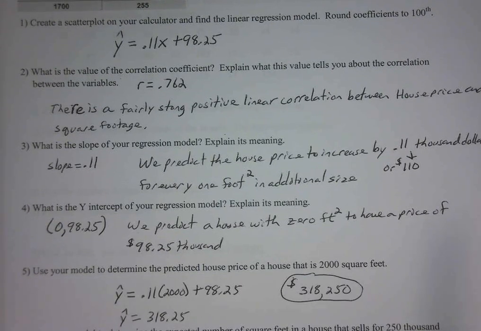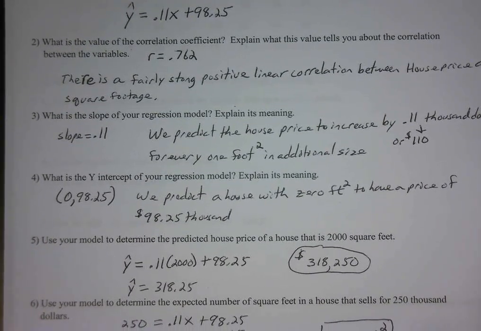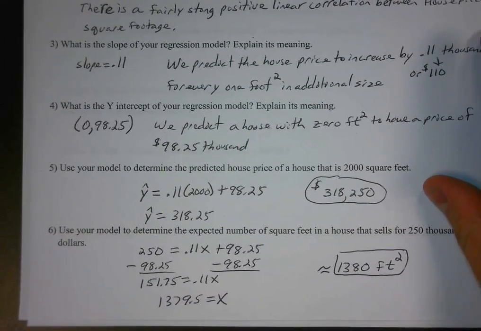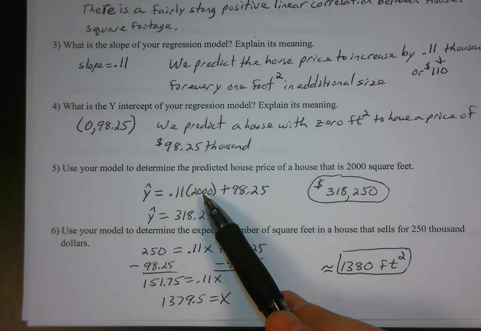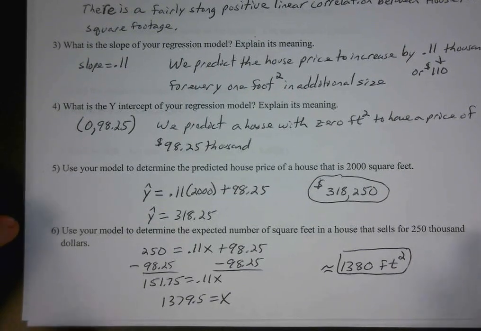Then use your model to predict the house price for 2,000 square feet, and in number 6, use your model to determine the number of square feet in a house for $250,000. That's just using your two equations, where 2,000 in number 5 is your X value, and 250 is your y hat value in number 6. Just go through and solve those two equations. So that's a quick review of linear regression.